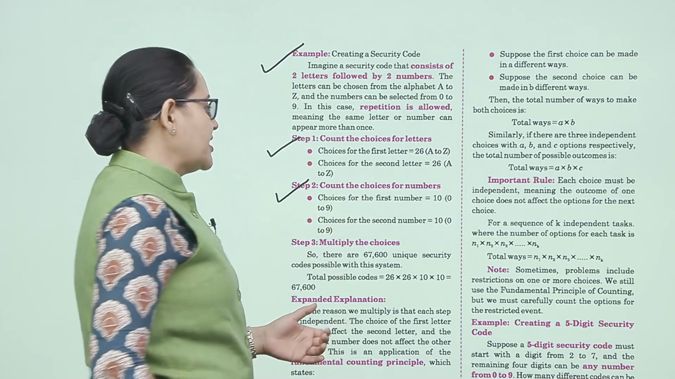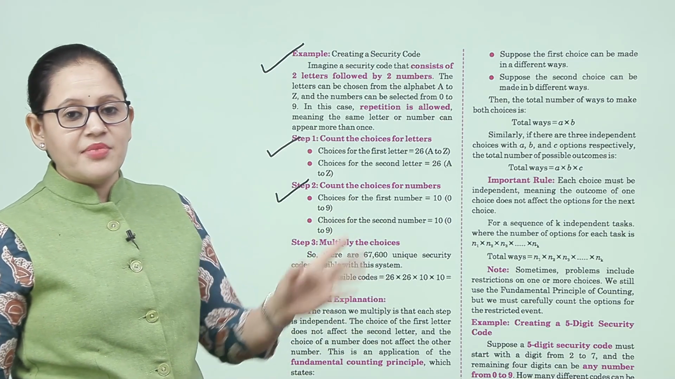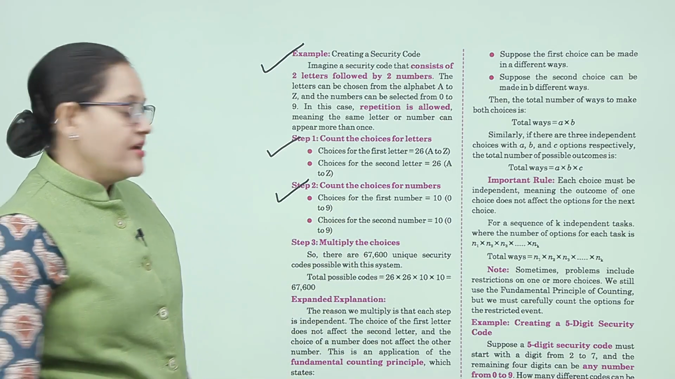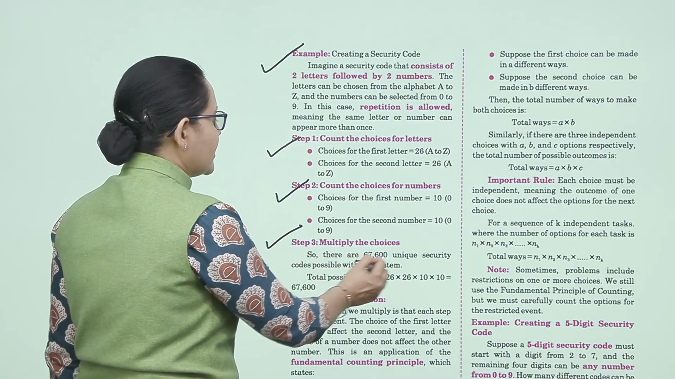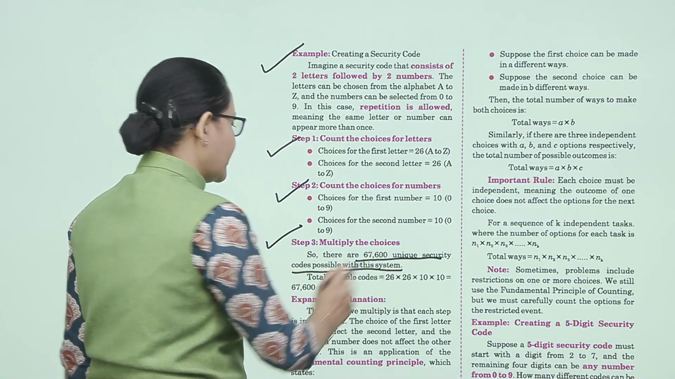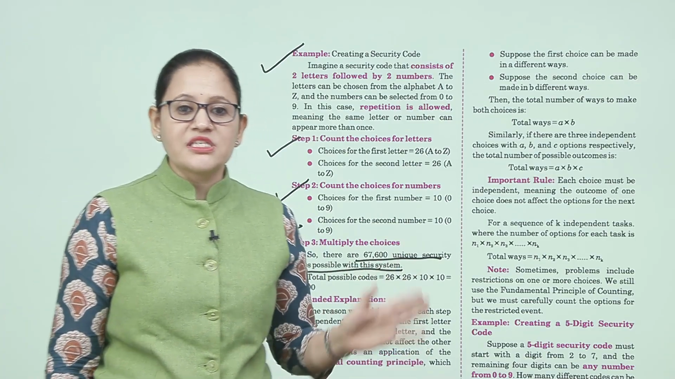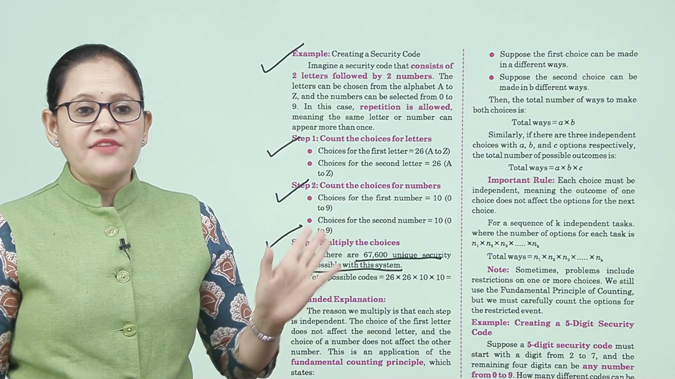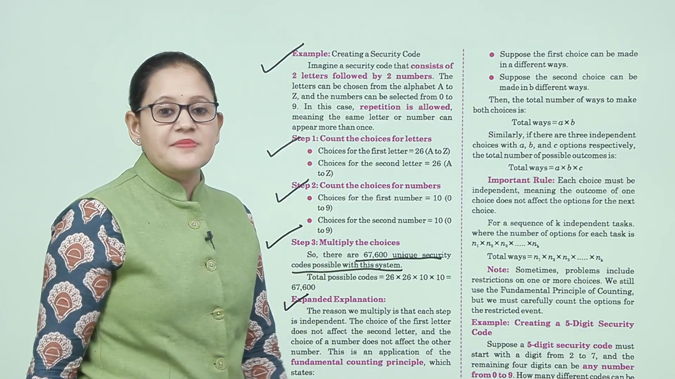Count the choices of number. Choice of first number is 10, 0 to 9, and choice of a second number is again 10, 0 to 9. Now multiply the choices. So there are 67,600 unique security codes possible with this system. So total possibility is 26 into 26 into 10 into 10, 67,600.